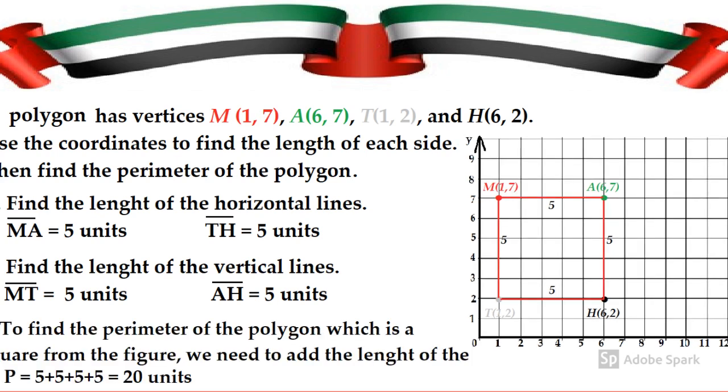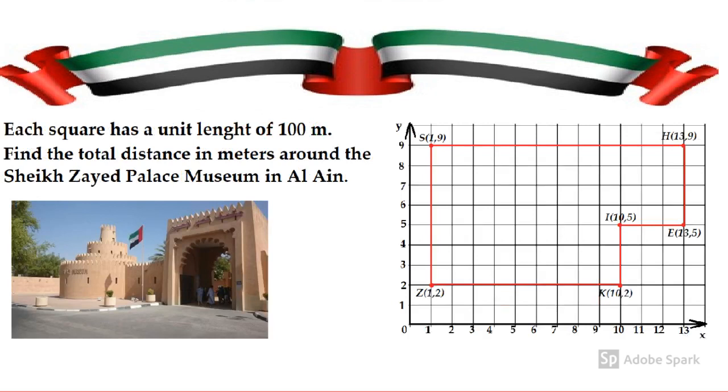Therefore, we can find the perimeter of the polygon, which is the square from the figure. We just need to add the lengths of all the sides. So, 5 plus 5 plus 5 plus 5, the perimeter of the polygon is equal to 20 units.